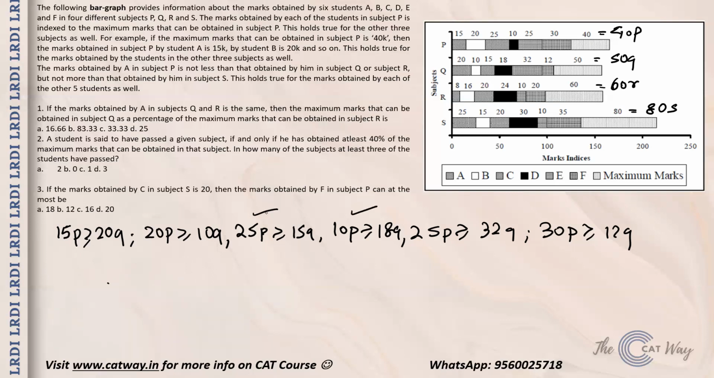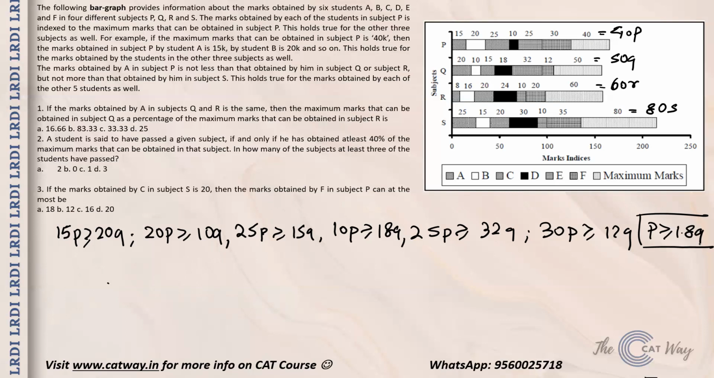Here you get P is greater than or equal to 1.8 Q. Okay, here again it's less than 1.8, here also it's less than 1.8. So one thing is pretty much clear over here, that P is greater than or equal to 1.8 Q, right? P is going to be greater than or equal to 1.8 Q.